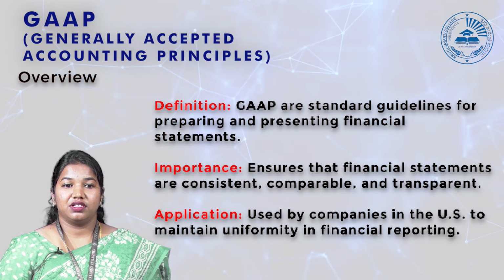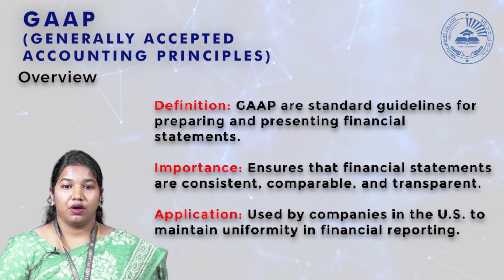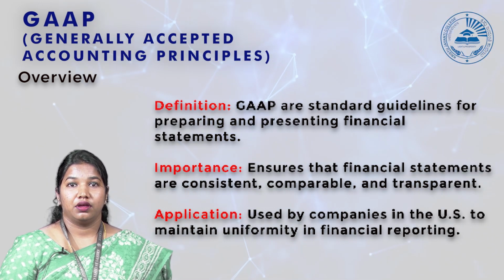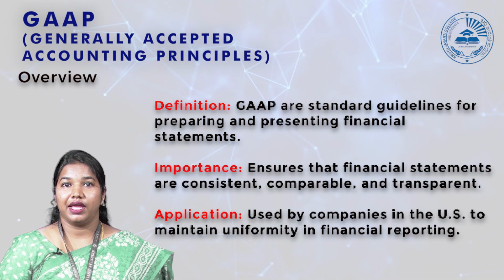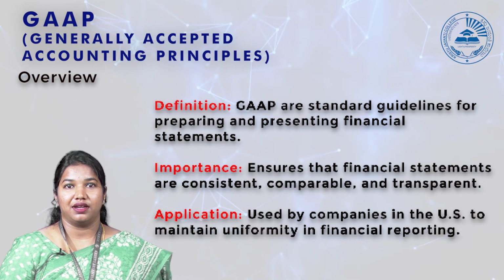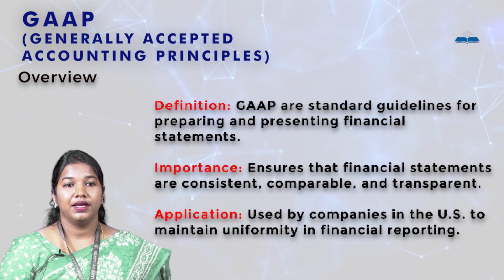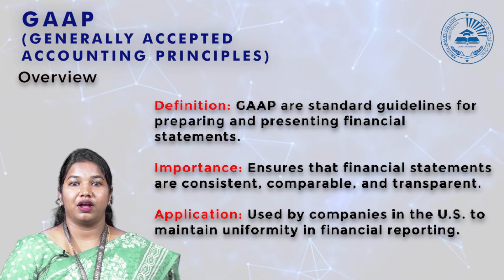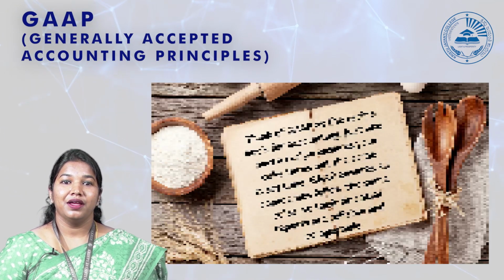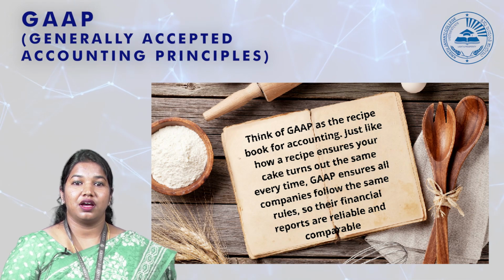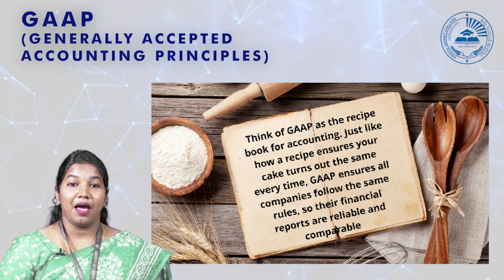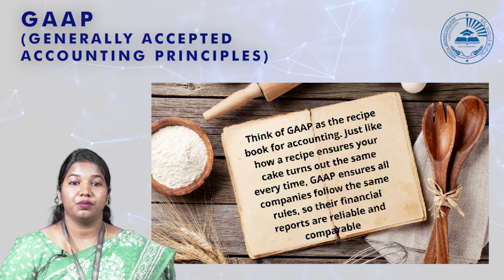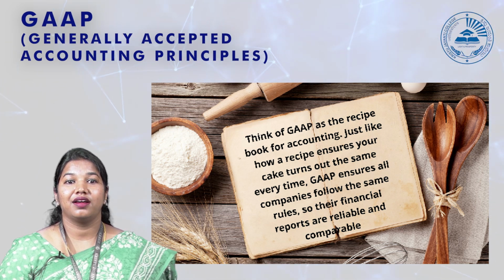So GAAP is used by US companies to maintain uniformity in financial reporting. We have something called Ind AS, Indian Accounting Standards. That's what we follow. And think of GAAP as a recipe book for accounting. Just like how a recipe ensures your cake turns out the same every time, GAAP ensures all companies follow the same rules so that financial reports are reliable and comparable.